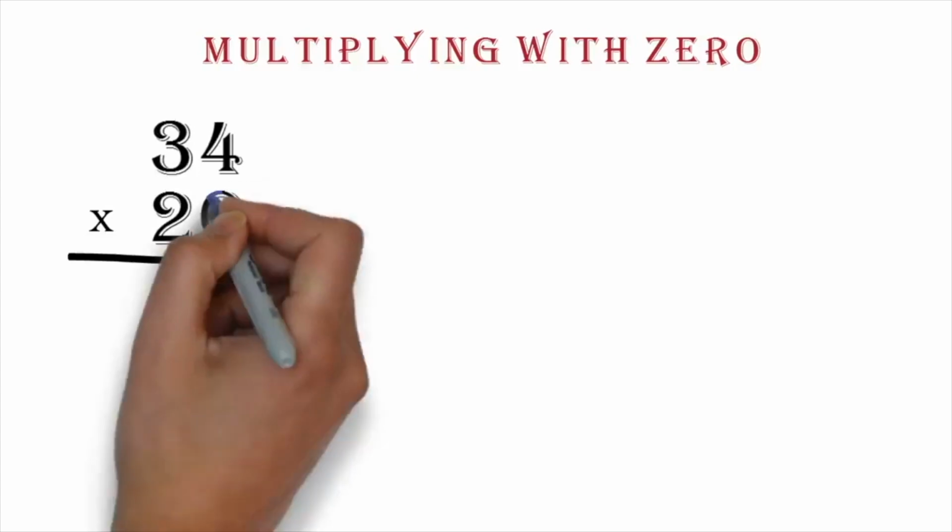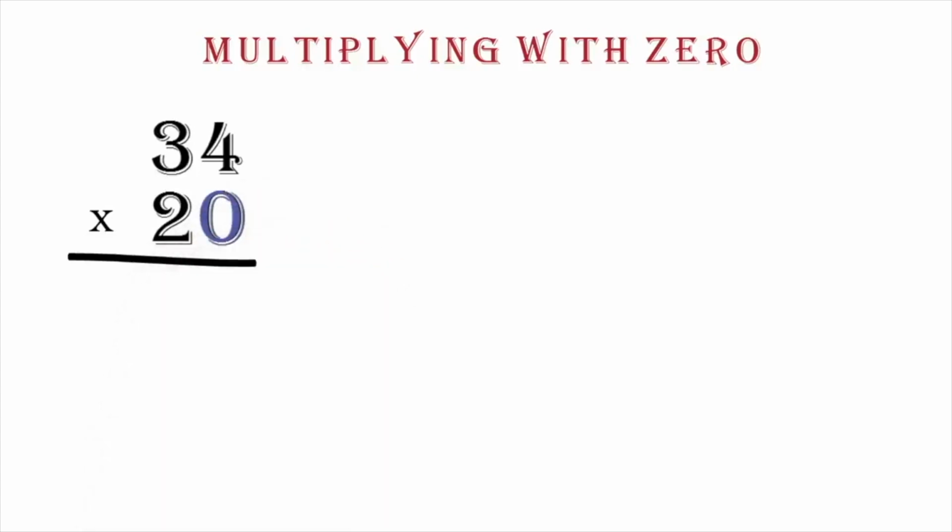Multiplying with 0. When multiplying by a number with zeros behind, like 20, it is not necessary to go through the normal multiplication method. Example: the normal way we will go about multiplying 34 by 20 is this. We first multiply by the 0. We know that any number by 0 is 0. So 4 times 0 is 0. 3 times 0 is 0.